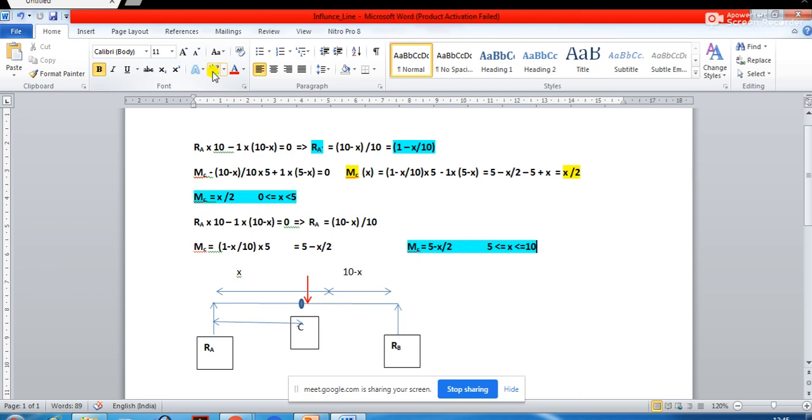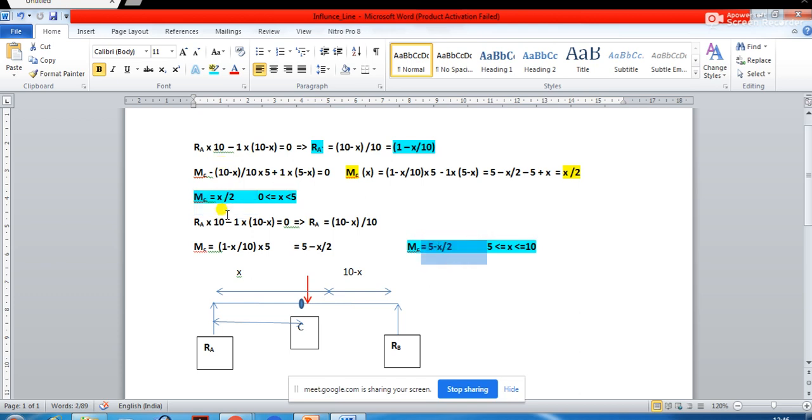You should be very clear about this. So for finding out the influence line diagram for bending moment at a particular point for a simply supported beam, what you are trying to find out is two separate equations. Now you observe, these are just equations of a straight line. This equation is the equation of a straight line, and this equation is also the equation of a straight line.